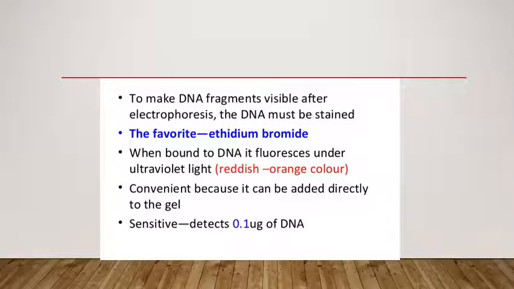To make the DNA fragments visible after electrophoresis, the DNA must be stained with this dye. When bound to the DNA, it fluoresces under ultraviolet light, with a reddish orange color. It is convenient to use this type of dye because it can be added directly to the gel, and it is highly sensitive, detecting about 0.1 microgram of DNA. If DNA is at this concentration, it can be easily detected by this dye.